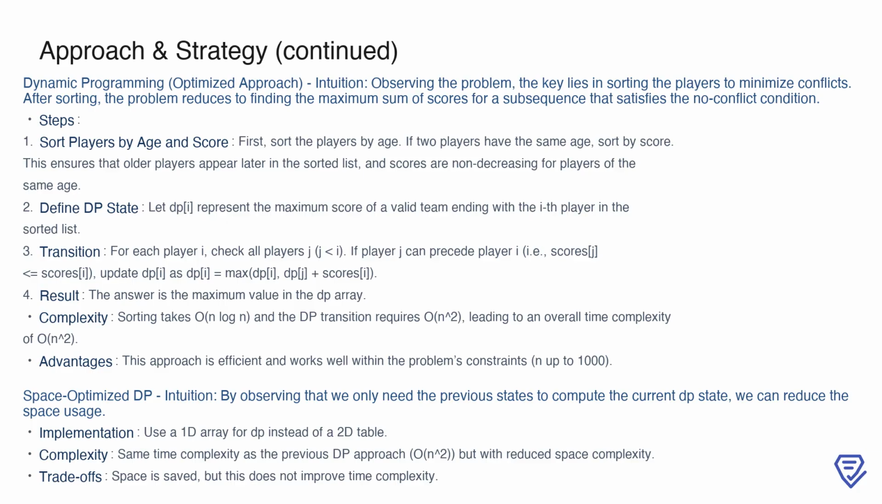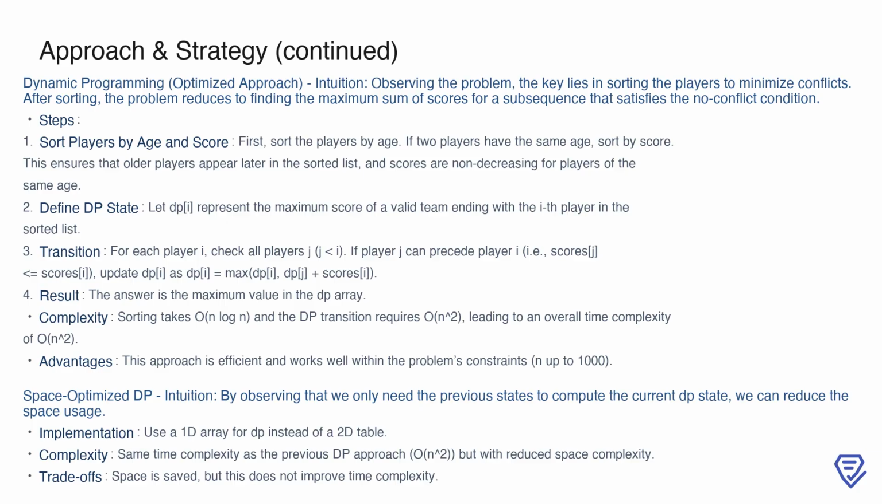To achieve this, we define a DP array where DP[i] represents the maximum score of a valid team ending with the ith player in the sorted list. For each player, we look at all previous players to see if they can be part of the same team. If a previous player has a score less than or equal to the current player, we update the current DP state by adding their score. The final solution comes from the maximum value in this DP array.